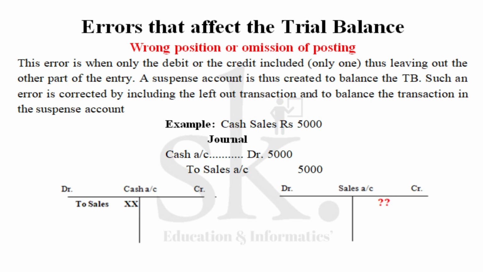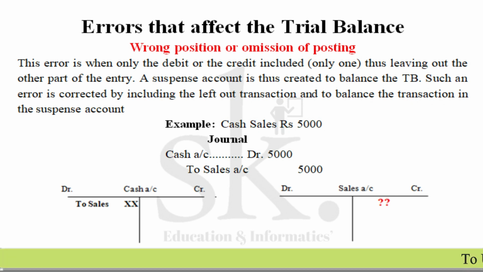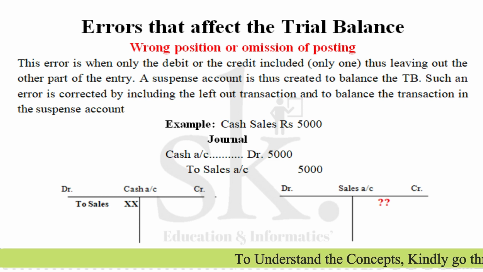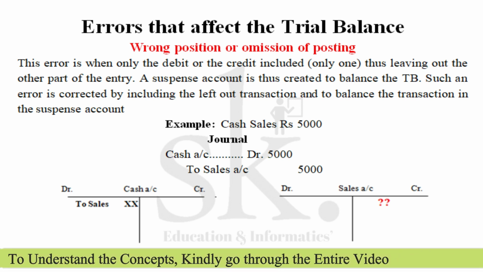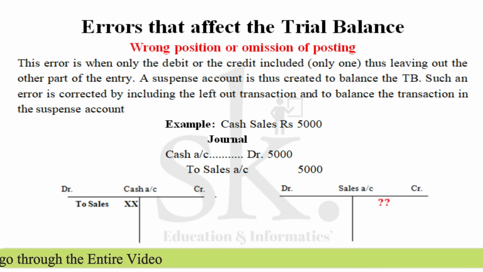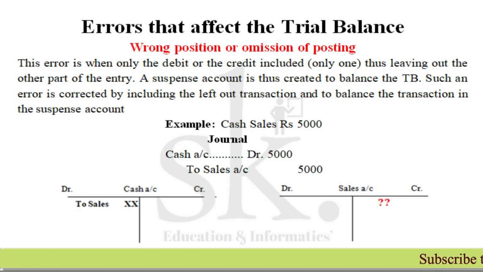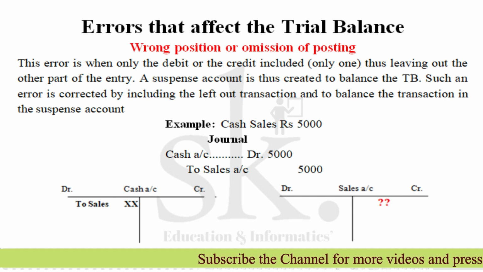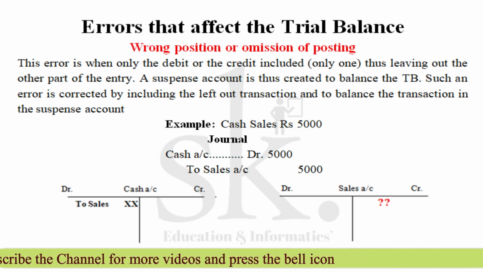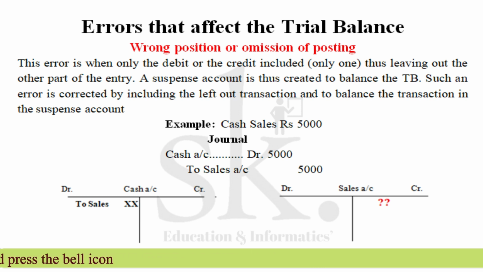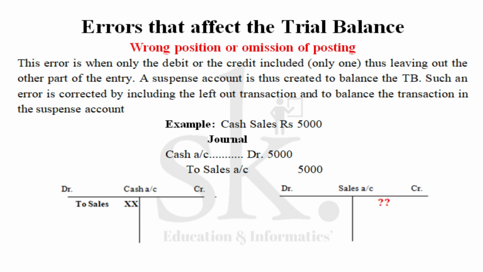Point number one talks from the point of view of wrong posting or omission of posting. This error is when only the debit or the credit is included, thus leaving out the other part of the entry. For example, if the business transaction is cash sales of rupees 50,000, which means cash account debit to sales, you have recorded one part in the ledger, but in the other ledger the transaction has been left out. This kind of mistake is said to be wrong posting or omission of the posting. You have missed out the posting in one of the ledger accounts.